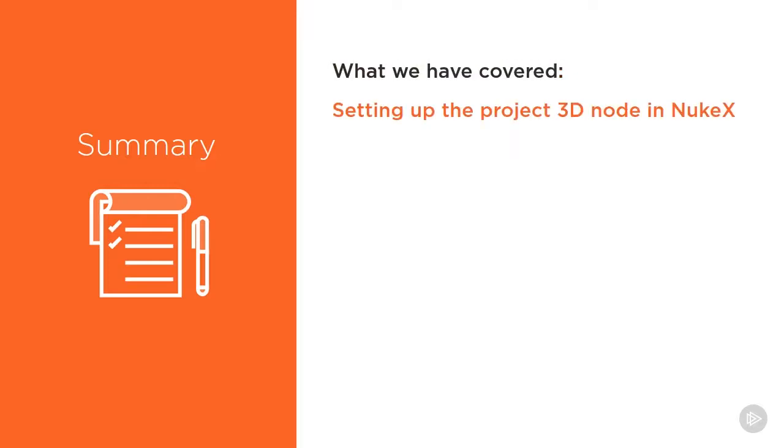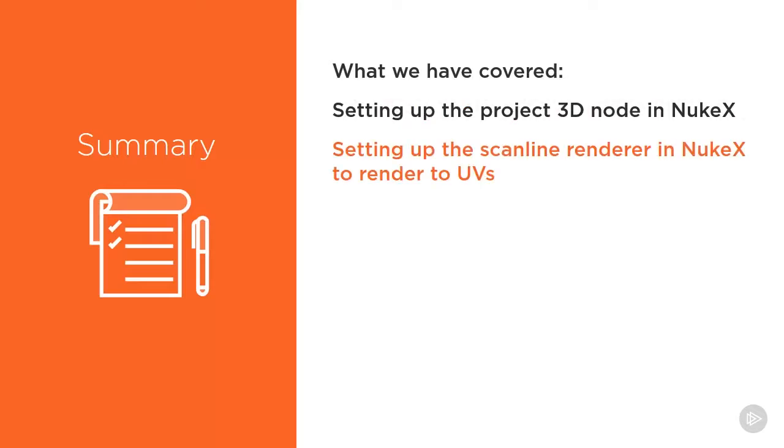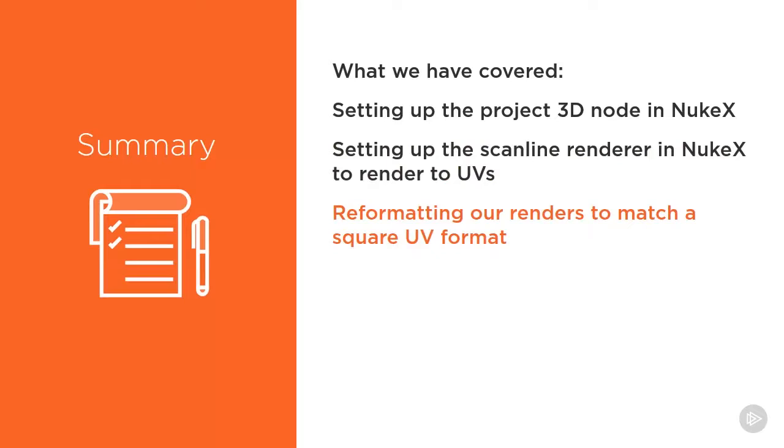We started by setting up our Project 3D node inside of Nuke. That way, just as we did in Maya, we could project our footage directly onto the 3D face model. After that, we took a look at setting up the scanline renderer inside of Nuke to actually render to the UVs of the model as opposed to rendering out of a camera view. We then took a look at reformatting those renders from being in the traditional 1920 by 1080 format the rest of our project has been in to a more square UV format, and we used the reformat node for that with the distort setup.